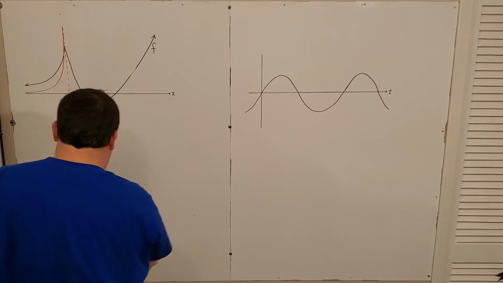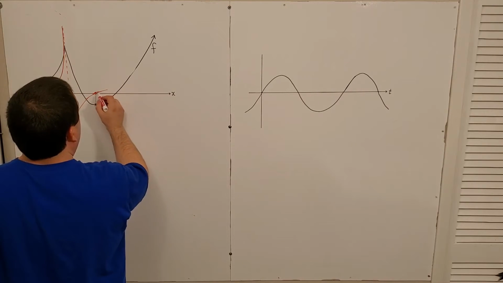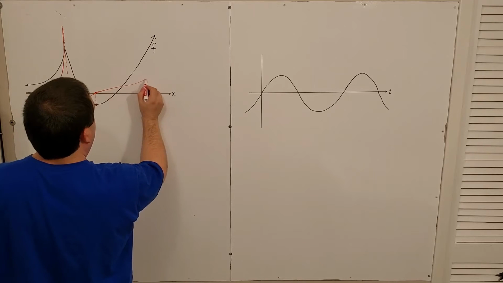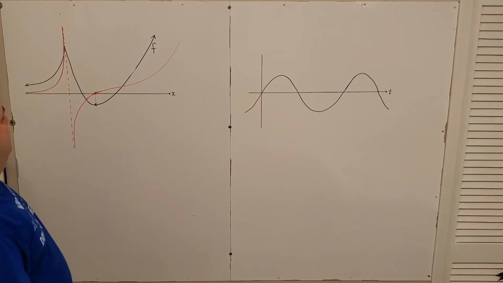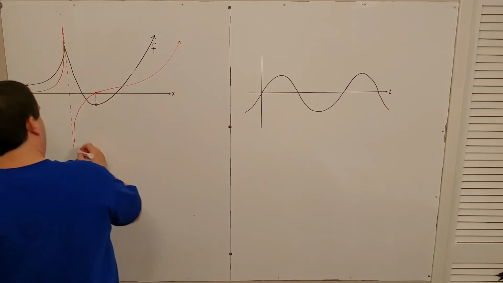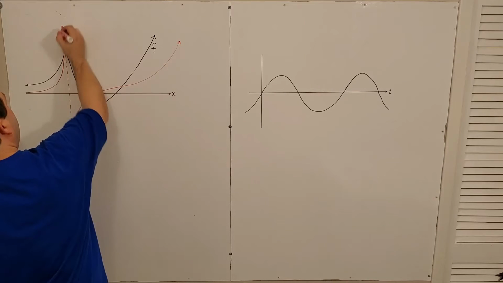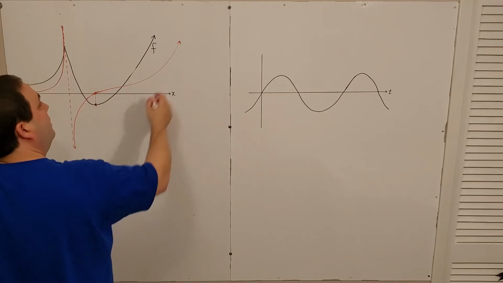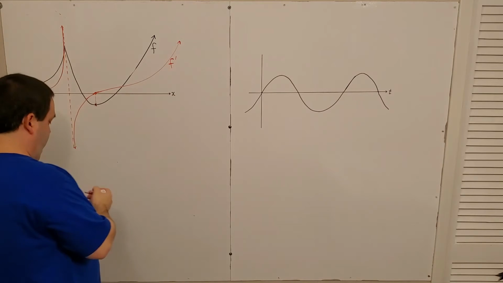Probably could be a little bit less steep there. Maybe something like that. Sure. Okay. So we'll put some arrows on these things here, right? And that's F prime in red.